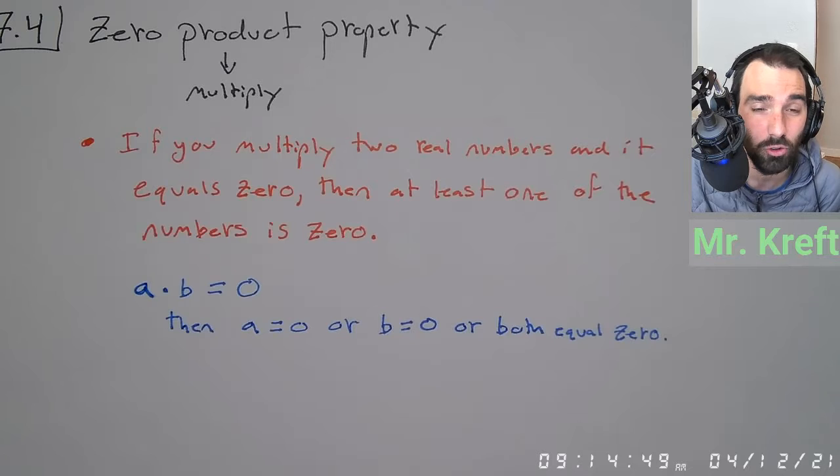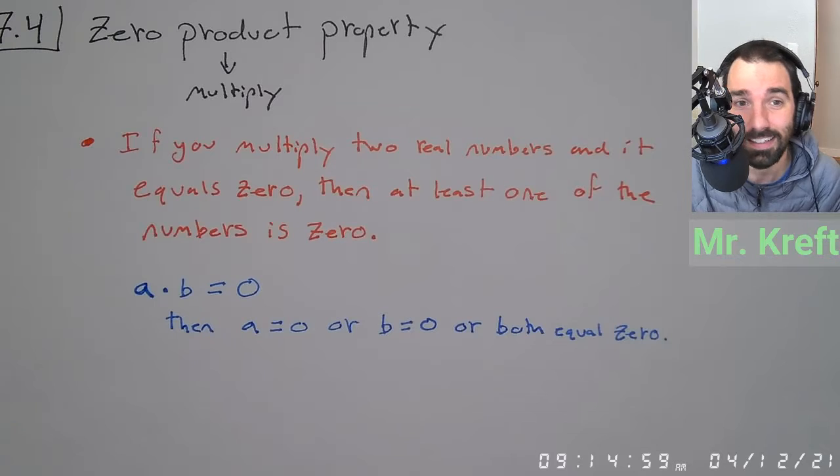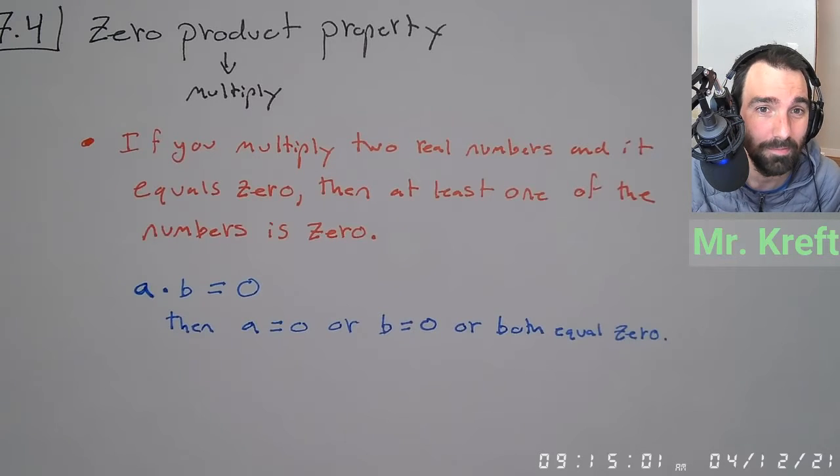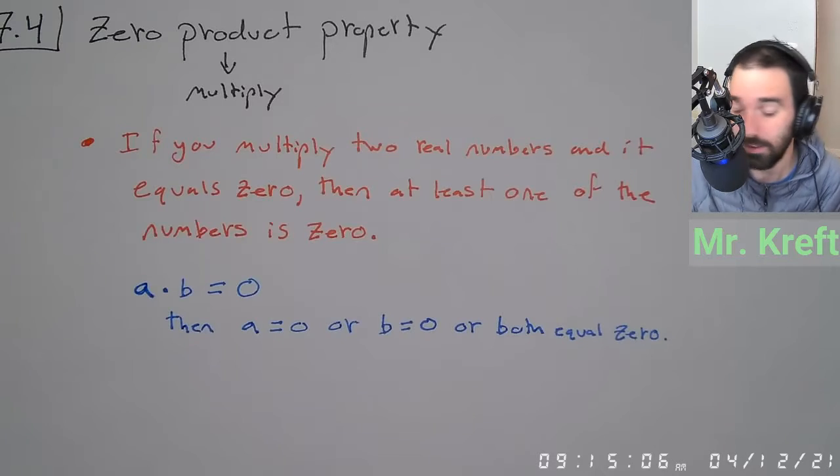Right? Remember, multiplication is a shortcut for addition. So if you're adding things, the only way to get to 0 is if you have nothing, right? So that's what's going on here, right? You can't add things and get nothing unless you started with nothing. So that's the zero product property.